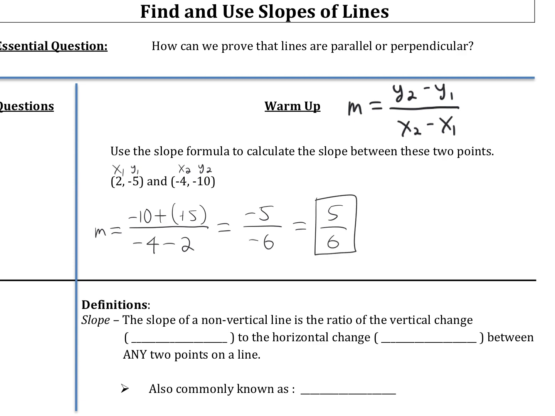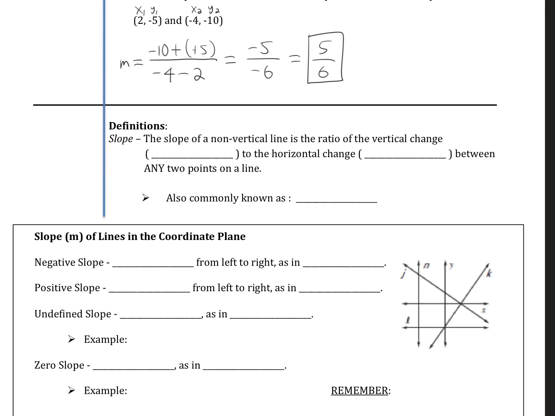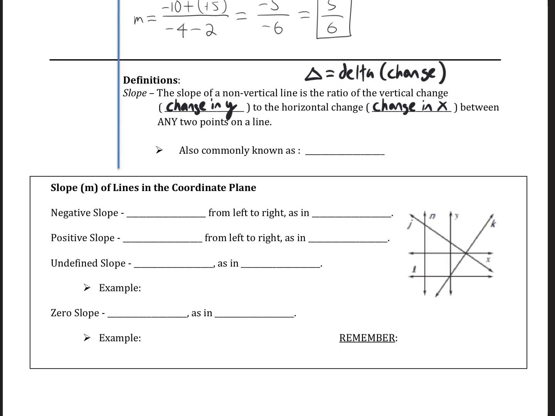All right, sounds good. We have some definitions here. The slope of a non-vertical line is the ratio of the vertical change, I'll put change in y, to the horizontal change in x. In other words, instead of writing change, this symbol right here, this triangle, is delta, and that literally means it's Greek for change. Or an easier way to think of slope is just what over what. It is rise over run.